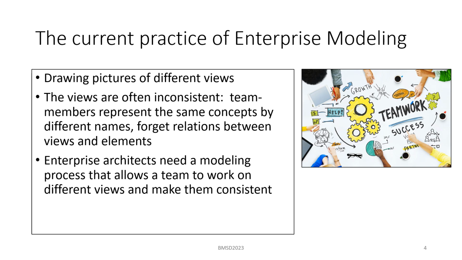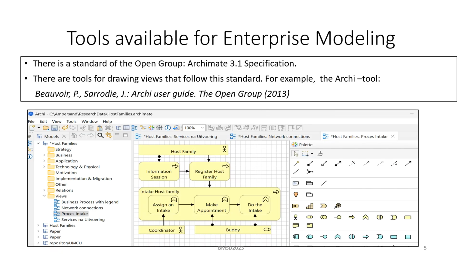The current practice of enterprise modeling is mostly drawing pictures of different views. The views are often inconsistent. Team members represent the same concept by different names, forget relations between views and elements. Enterprise architects need a modeling process that allows a team to work on different views and make them consistent. Let us see what tools are available for enterprise modeling.